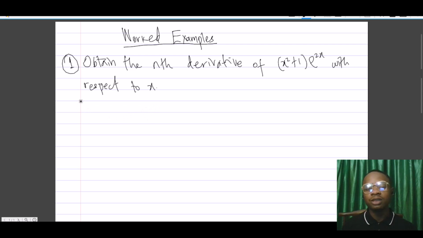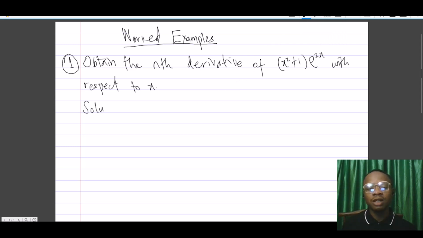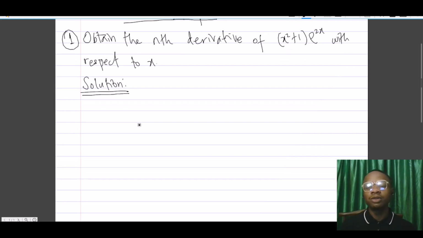So to proceed, we will still do something a bit similar to what we've done previously before we discussed Leibniz formula, which was to get the nth derivative of some function by differentiating, getting the first few derivatives and then observing the pattern, then generalizing with that pattern. So we'll do something similar here.